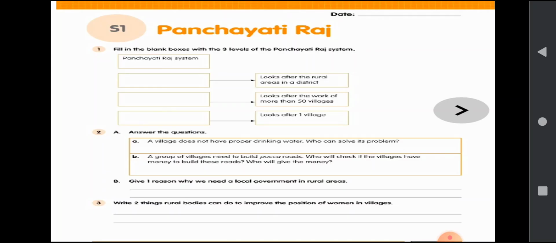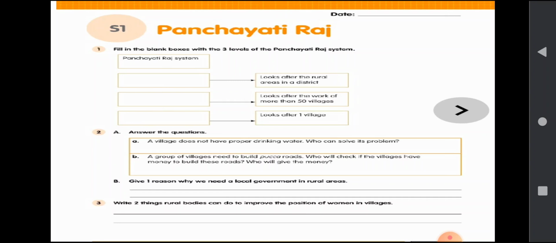This is the S1 related to block 17, lesson plan 1. Question number 1 is to fill in the blank boxes with the 3 levels of the Panchayati Raj system. Here you have to write what type of government handles each level and who looks after it. A village does not have proper drinking water. Who can solve its problem? We are talking about only one village, so you can write the answer below that.